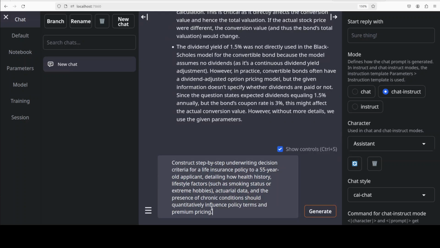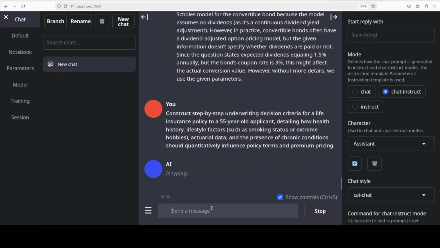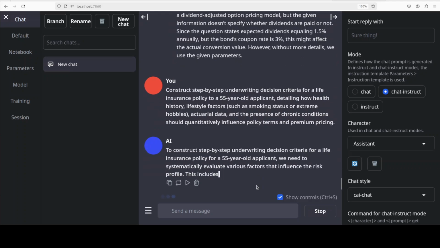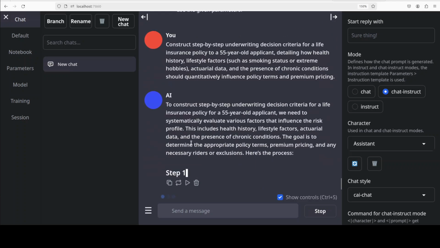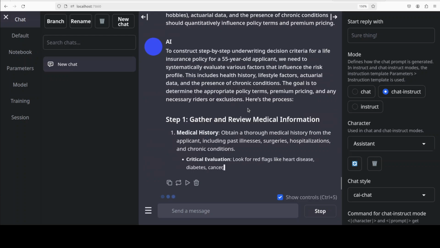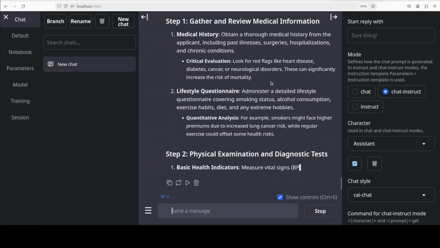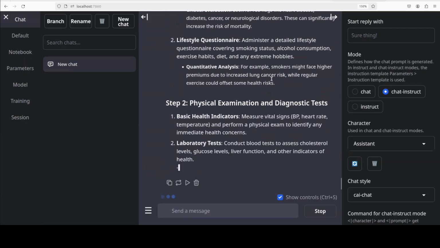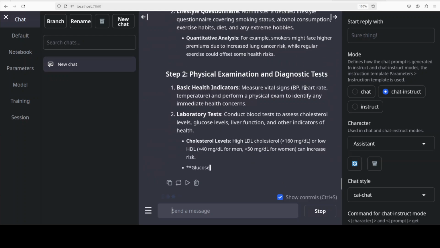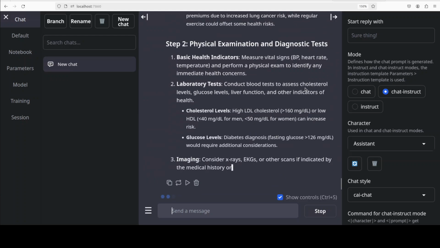So I am asking it to construct me step-by-step underwriting decision criteria for a life insurance policy for a 55-year-old applicant, detailing health history, lifestyle factors, and all the other parameters. There you go. So it says that we need to do this systematically, and then it is gathering all the medical info, lifestyle questionnaire, physical examination. So the data set is very rich.